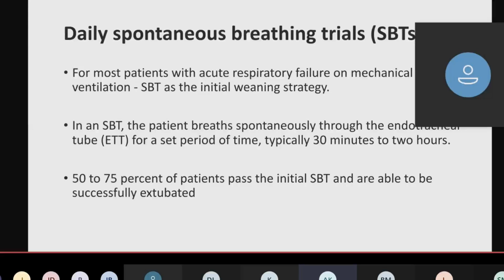And sometimes you might need a prolonged SBT trial where you feel that the patient might have a failed extubation, or he might need more assessment regarding his respiratory muscle functions. But in cases of cardiogenic pulmonary edema or in cases of COPD, type 2 respiratory failure, you will have to give a little prolonged spontaneous breathing trial so that you can clearly assess whether the patient will tolerate extubation. Almost 50 to 75% of patients who pass initial spontaneous breathing trials are capable of successful extubation.